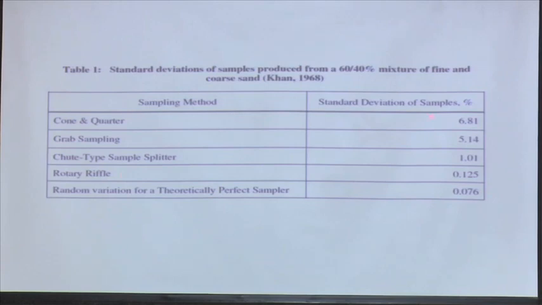Look at coning and quartering, it is 6.8%. Even if you do it perfectly, you cannot avoid this, but normally you get more than 10% error, because we manipulate with the coning, how do I mix it up and all this. Even if you do it rightly, you cannot get an accuracy level below this, that is already established. Then grab sampling 5.14, tube type sample splitter 1.01. For the rotary riffle, that is why I always prefer it for laboratory sampling. It gives me 0.125% standard deviation.